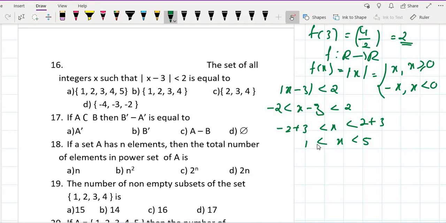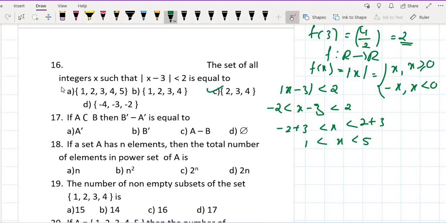Equality is not there. So, start from 2 now. 2, 3 and 4. So, which is the option? The correct option is option C. 2, 3, 4. Remember, equality is not there. So, we cannot take 1, we cannot take 5. So, in between that, we have to consider the integers. So, 2, 3 and 4.